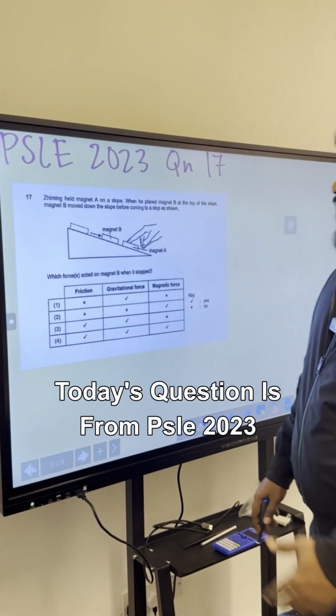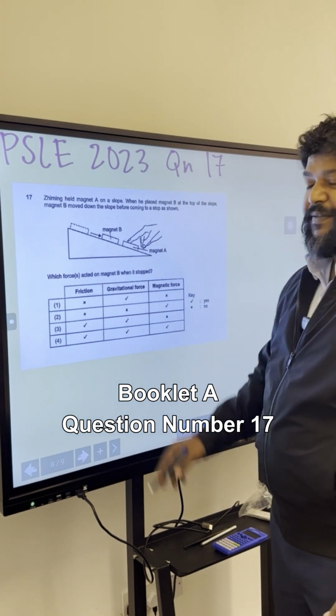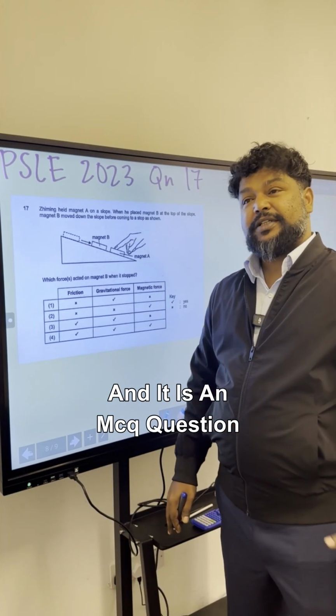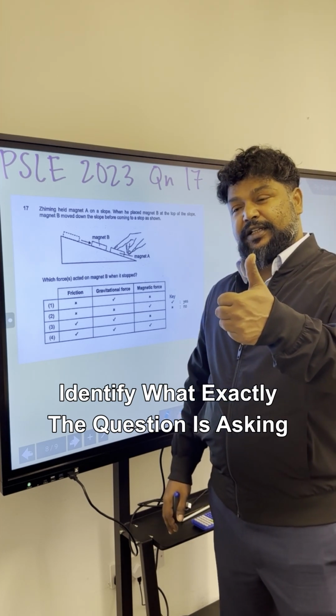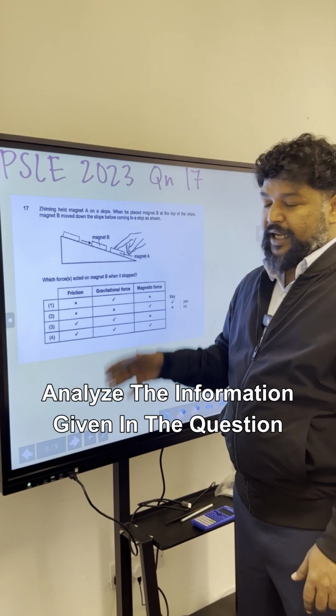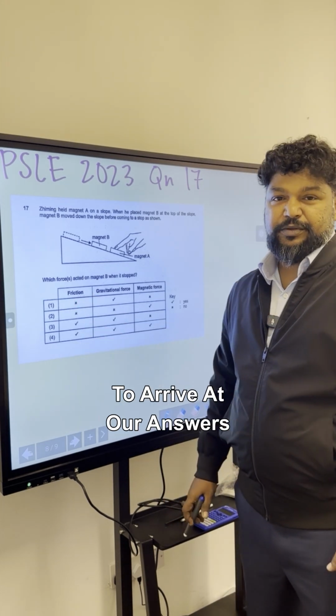Hi guys, today's question is from PSLE 2023, Booklet A, question number 70. It's an MCQ question, so remember the 3 steps. Number 1, read the question. Identify what exactly the question is asking. Number 2, analyze the information given in the question. And finally, apply the method of elimination to arrive at our answer.